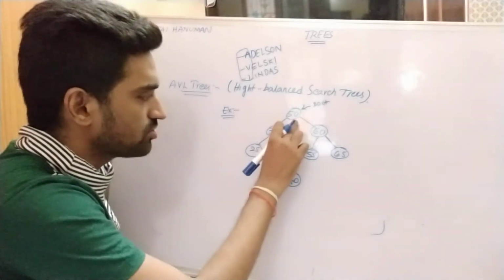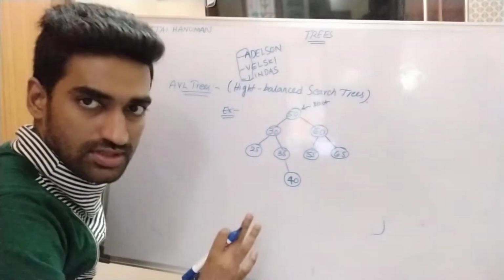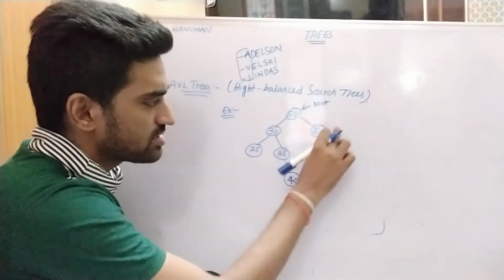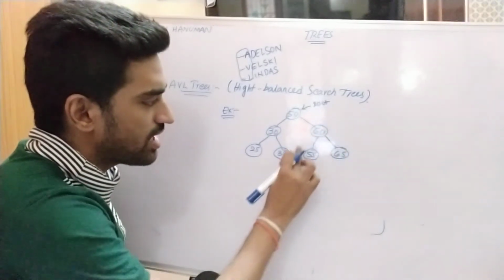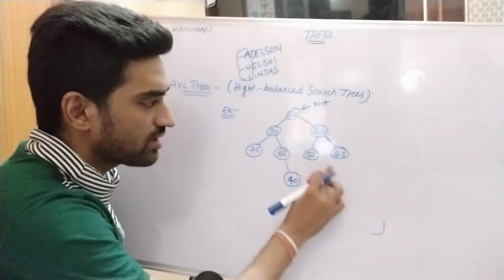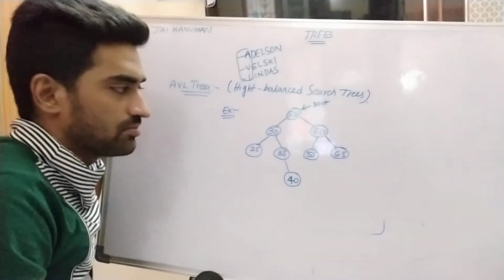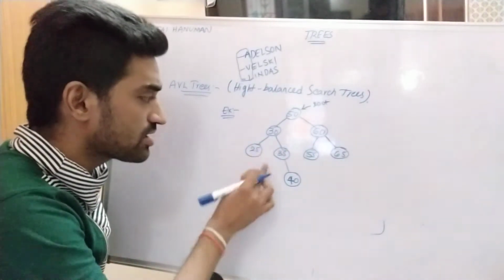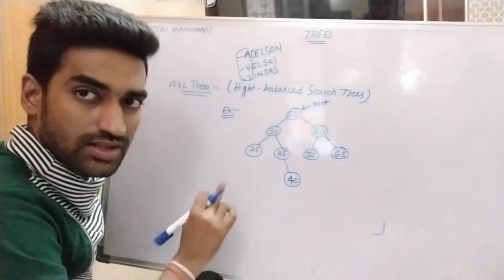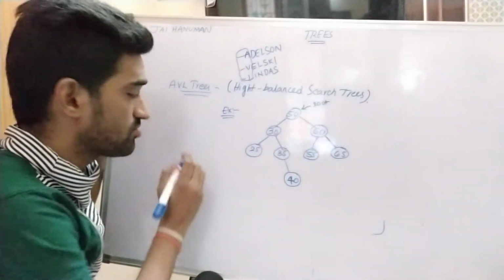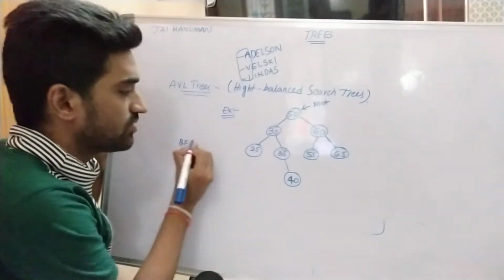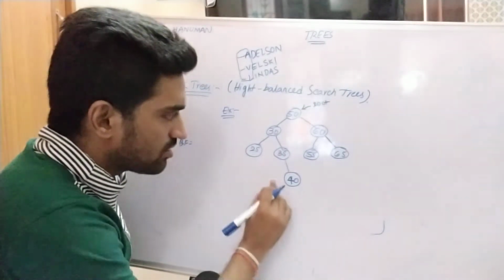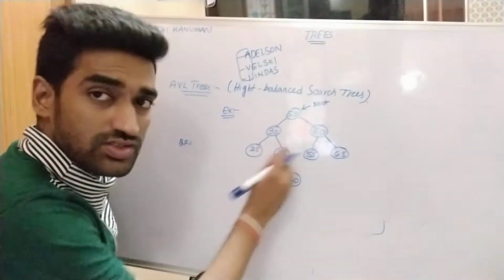When compared to the root, these are less values. For this right subtree, the root is 60. Less values are present in the left subtree, greater values are present in the right subtree. So now this is a binary search tree. We are checking one more property for this tree. What is that property? Balancing factor. Here I am calculating the balancing factor for each and every node.